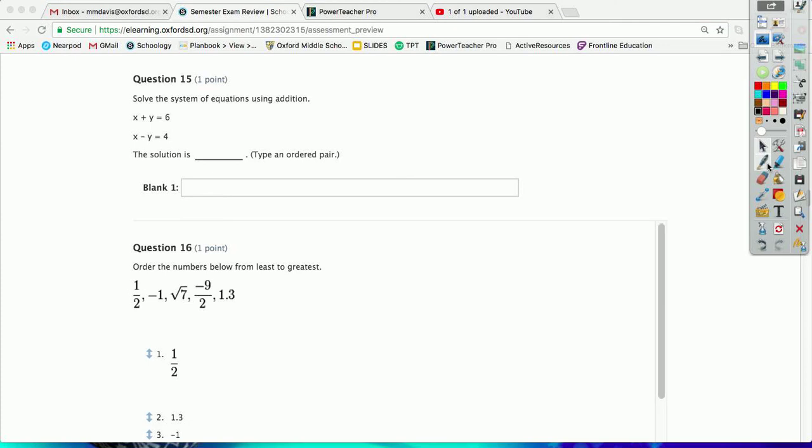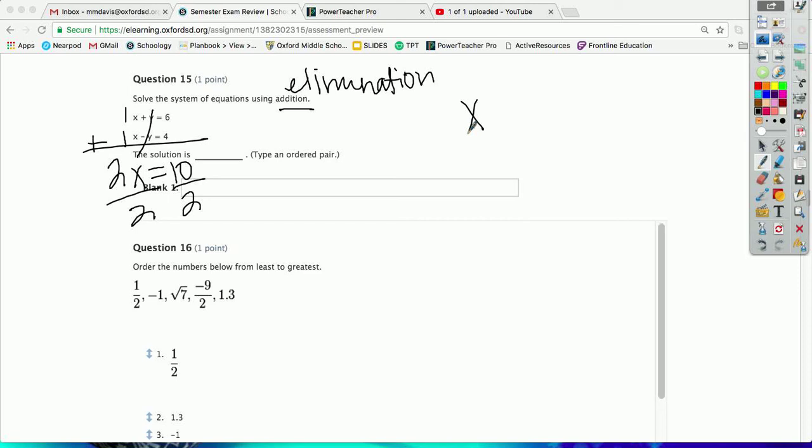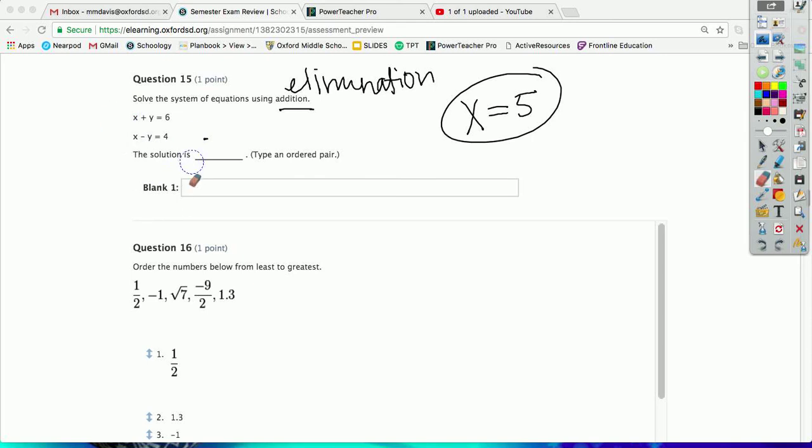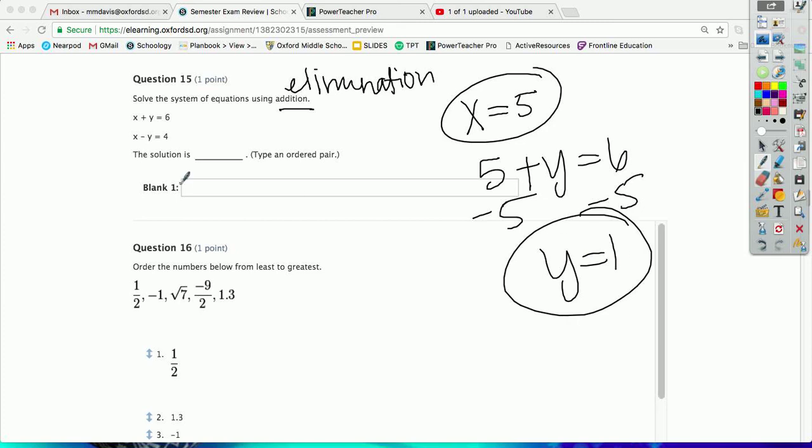Question number 15, it says solve using addition. This is just another word for elimination. They're already lined up and the y's already cancel, so I'm left with 1x plus 1x is 2x, 6 plus 4 is 10. So when I divide both sides by 2, x equals 5. I need to plug that back into either one of these original equations so that I can find out y, because we need an ordered pair. So if I do it to the top one, I've got 5 plus y equals 6. When I minus 5 from both sides, y equals 1. So my ordered pair is (5, 1) with parentheses around it.